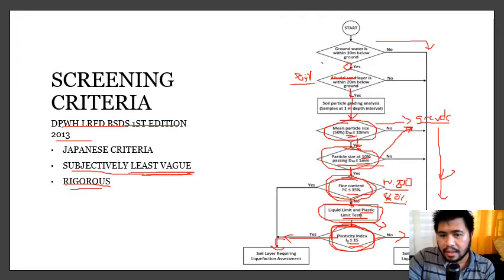But generally you just have to remember that this criteria just wants to screen out the gravels. It also just wants to screen out the cohesive soils, and it also just wants to screen out the soils that are too dry to liquefy. So dryness of the soils, the gravels, and the cohesive soils, those are your main criteria in the screening criteria by the BSDS.